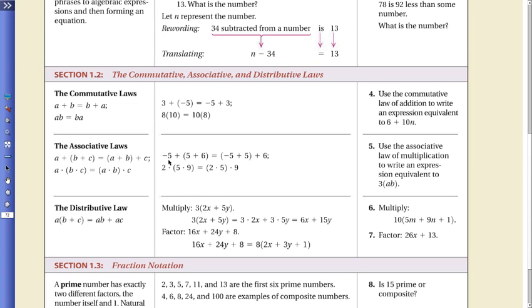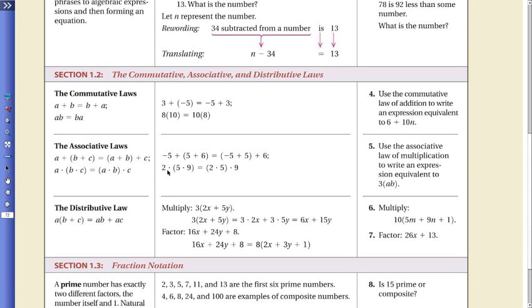Like in this example, if I did this side, I'd end up with negative 5 plus 11. If I did it on this side, which is a very good example, because by being able to change the grouping, I can add negative 5 and 5 together, and that's 0. So I get 0 plus 6. That's a lot easier math to do. You'll make less errors. Same thing with this multiplication.